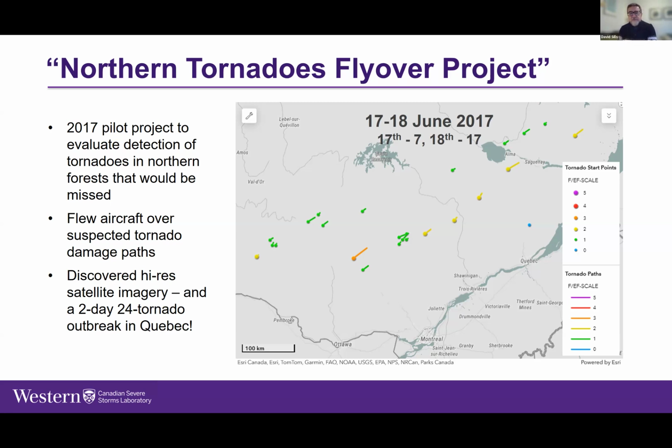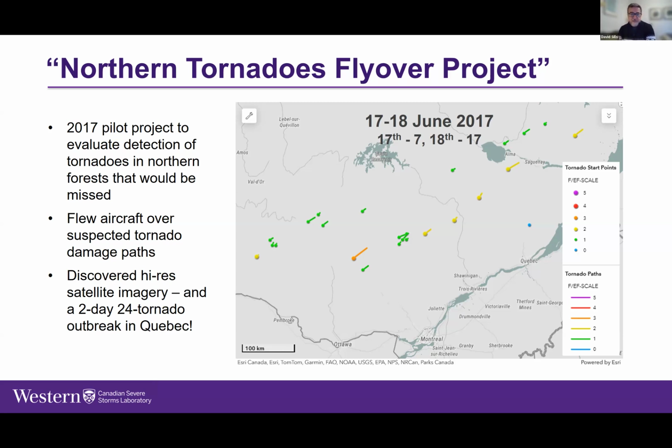And so we were able to subscribe to that service and really scour the satellite data for evidence of tornado damage. And what we found was a 2-day, 24 tornado outbreak in Quebec that occurred both on the 17th and 18th of June in 2017. This is the largest outbreak in Quebec history. This is the largest 2-day outbreak in Canadian history.